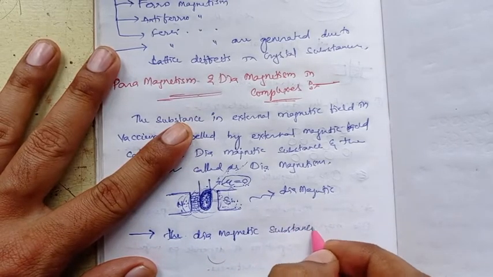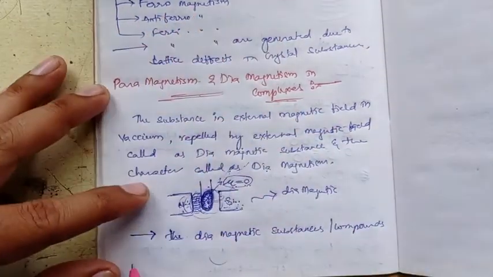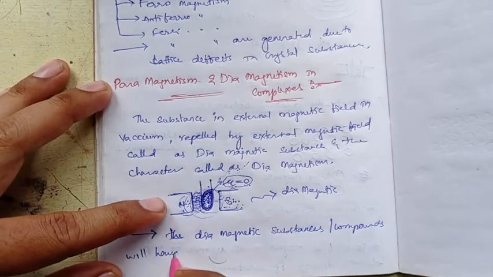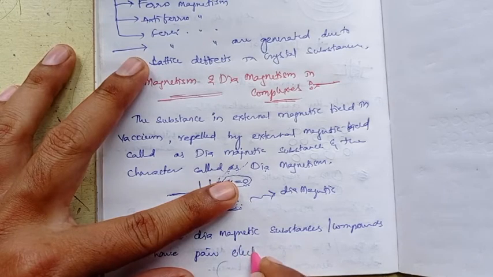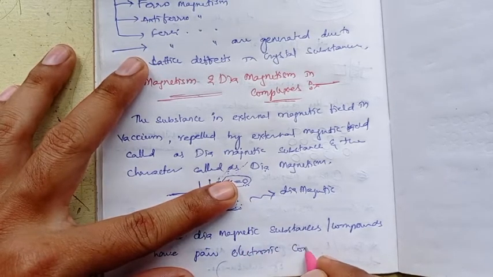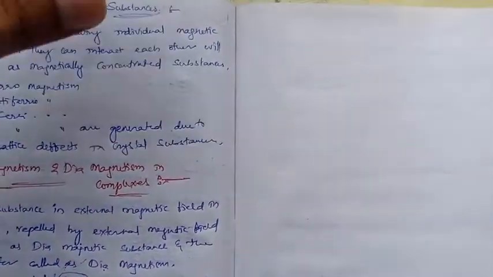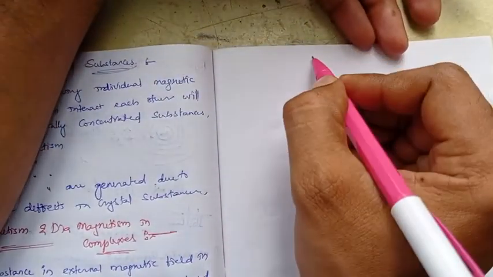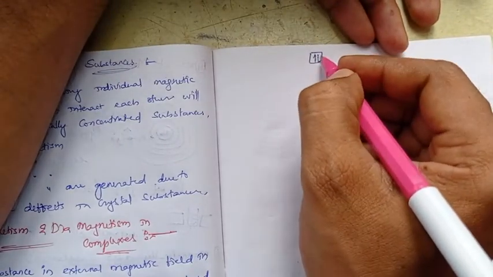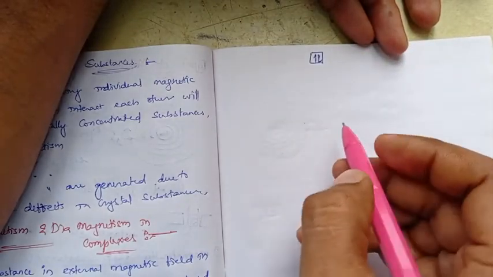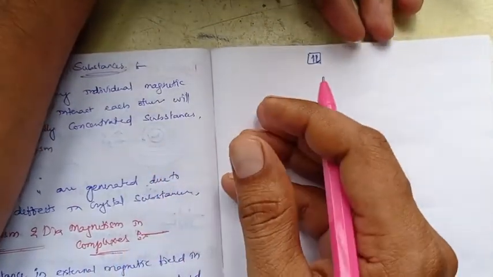So diamagnetic substances or compounds will have a paired electronic configuration, which means that all the orbitals are fully filled, each orbital consisting of two electrons, right?